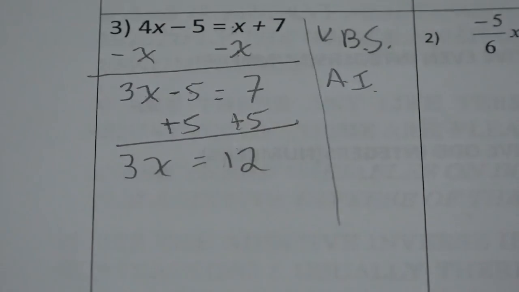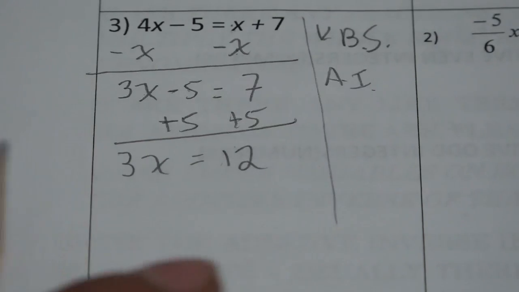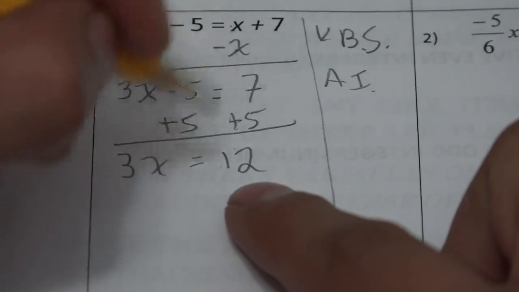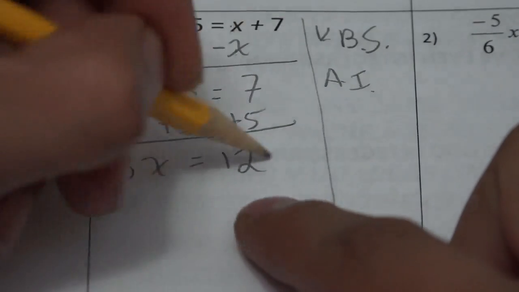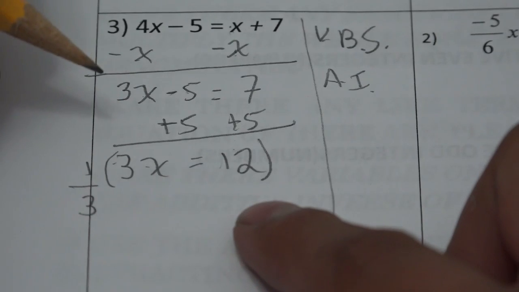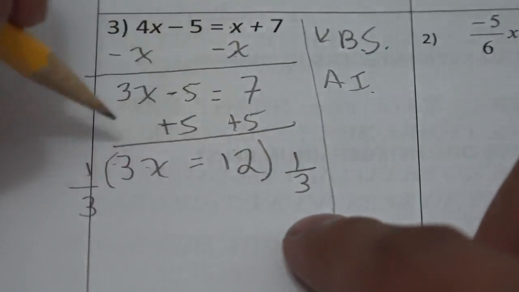I won. See that? And now, you do what? Multiplicative inverse of 3, right? Because 3 is the one that is multiplying the letter. So we have this, and we do multiplicative inverse of that.